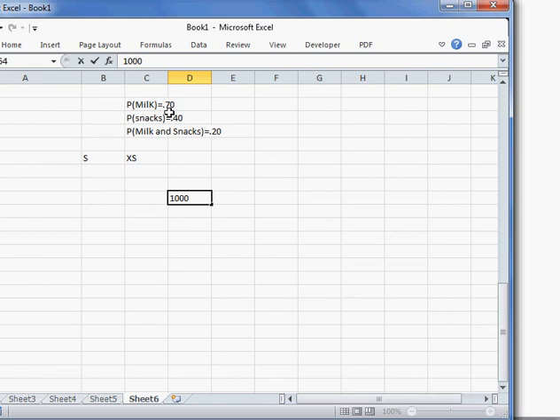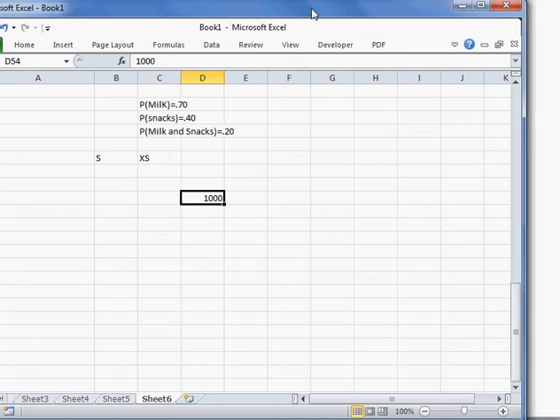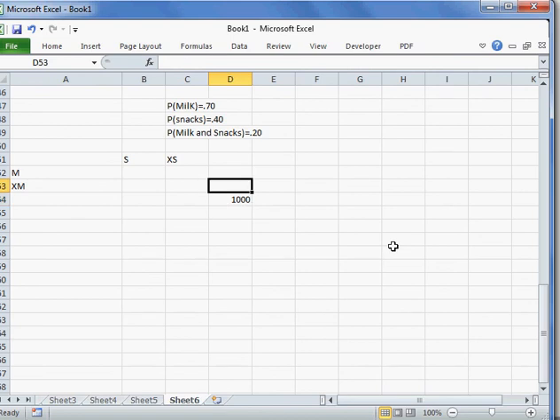The reason I'm putting 1,000 here is I don't want to confuse observations with probabilities. If I put 1,000, there will be no confusion. I will always know when I'm talking about observations and when I'm talking about probabilities. So if I have 1,000 observations in my sample, and the probability of milk is 70%, that means there must be 700 milk drinkers in my imaginary 1,000-person sample, and 300 no milk drinkers. That also means milk and snacks is 200, which means milk and no snacks must be 500.